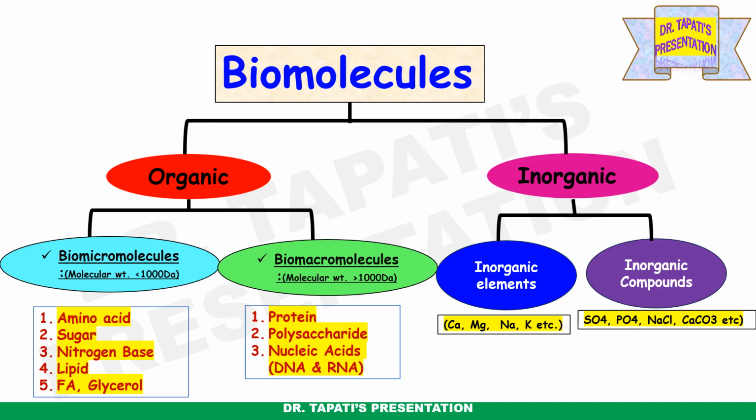These are overall biomolecules, that means organic biomolecules and inorganic molecules. Organic biomolecules are of two types: micromolecules and macromolecules. Micromolecules include amino acids, sugar, nitrogen base, lipid, fatty acid, glycerol, whereas macromolecules are protein, polysaccharide, nucleic acids, that means DNA and RNA. Whereas in case of inorganic molecules, inorganic elements and inorganic compounds are there.